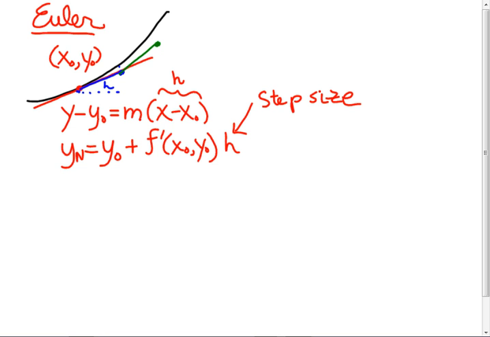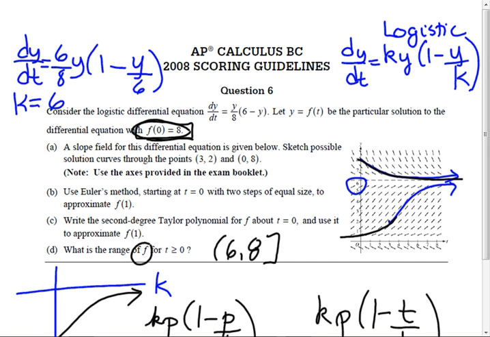So we're going to make a table. You don't have to make a table. And I only have to do this twice, I believe. It says start at 0, two slopes of equal size to get to f of 1. So what's my step size going to be? 0.5. Okay, I'll make a little table.